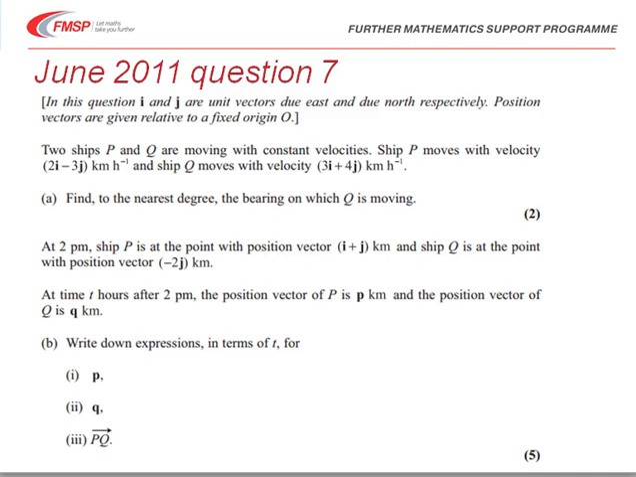It then goes on to say that at time 2 p.m. P is at a point with position vector i plus j, and Q is at a point with position vector minus 2j. At time t after 2 p.m. the position vectors of P and Q are given by vector P and vector Q, and we're asked to write down expressions for these two vectors, the position vectors of the ships, and then from those to find the vector PQ.